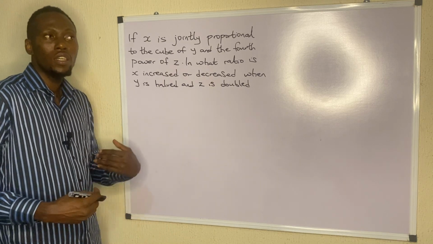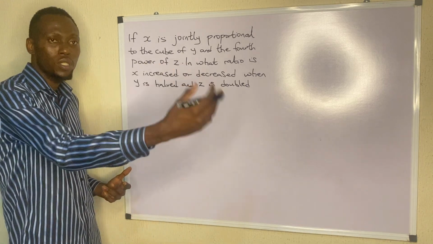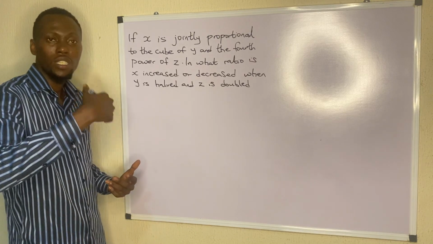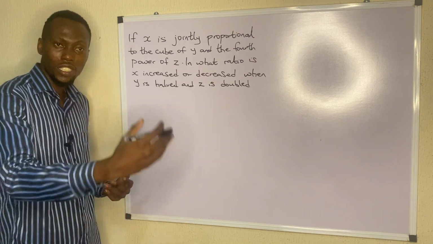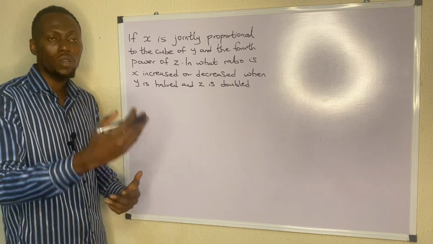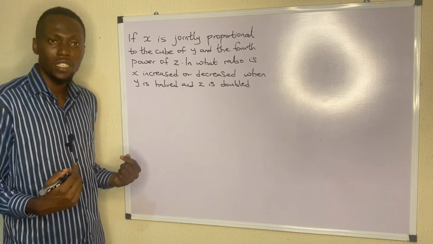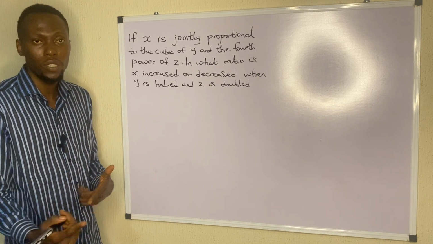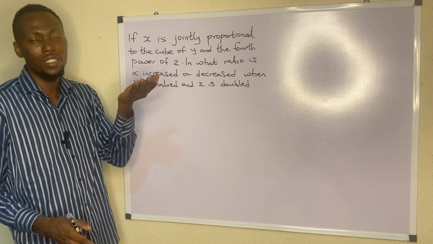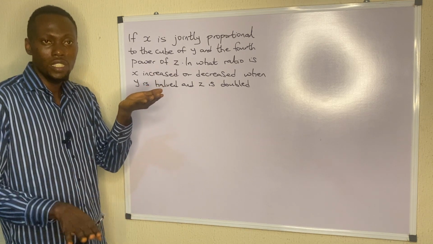When I say a is proportional to b, it means that both a and b are increasing at the same rate. But when we talk about inverse variation, if I say a is inversely proportional to b, it means that as a is increasing, b is decreasing at the same rate.